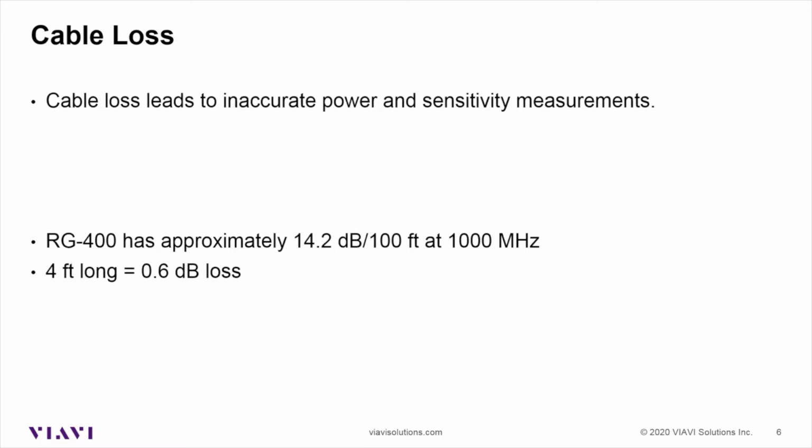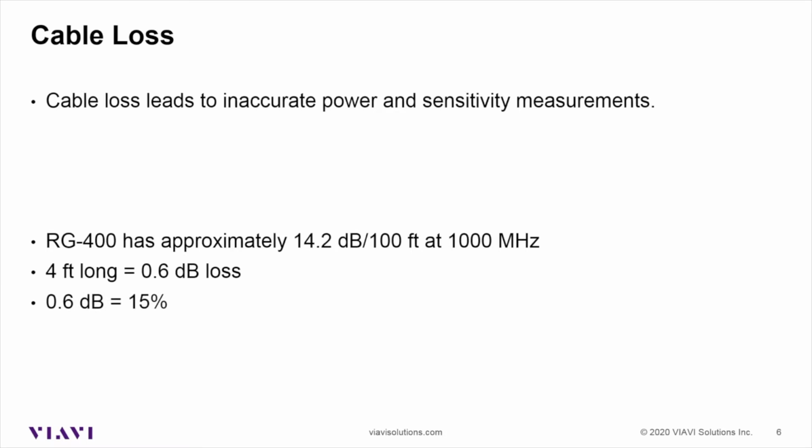And of course, the higher in frequency you go, the more loss there is. The longer the cable is, the more loss there is. So there's a lot of factors that affect that. But as an example, at 1,000 megahertz, 4 feet of cable has a little over half a dB of loss, about 0.6 dB, which doesn't sound like a lot, right? We think of that and we go, well, it's less than a dB. How bad can it be?